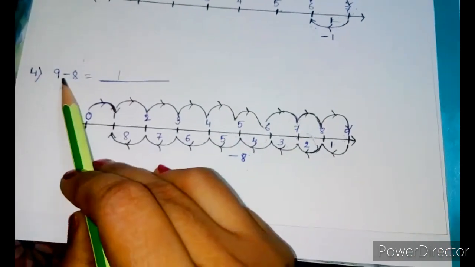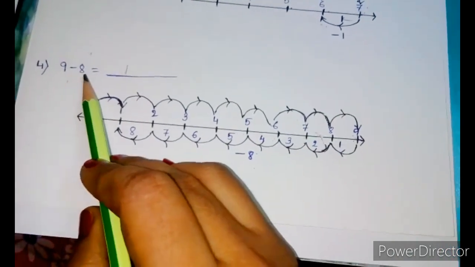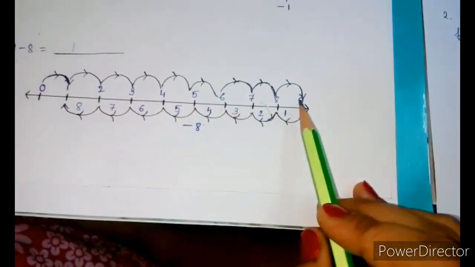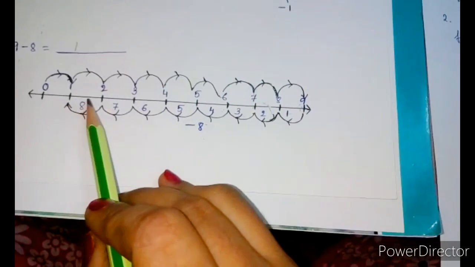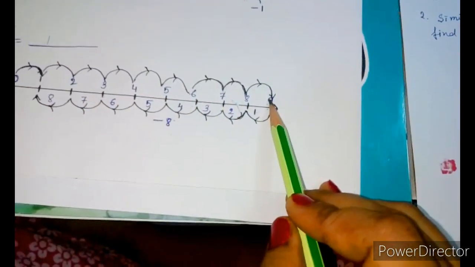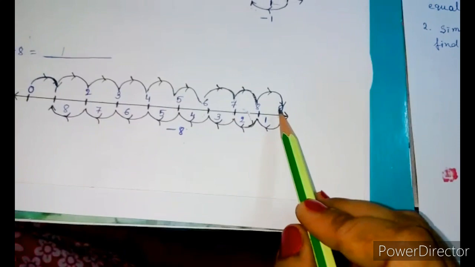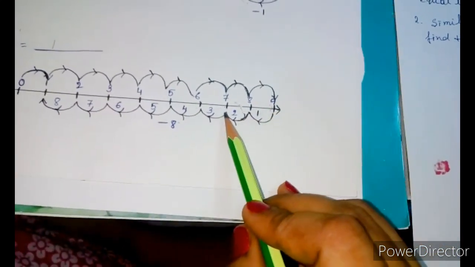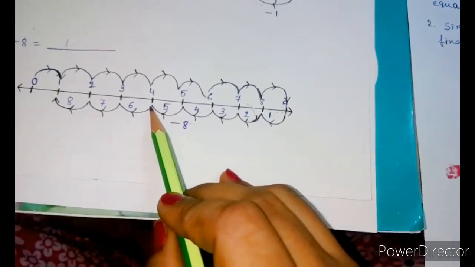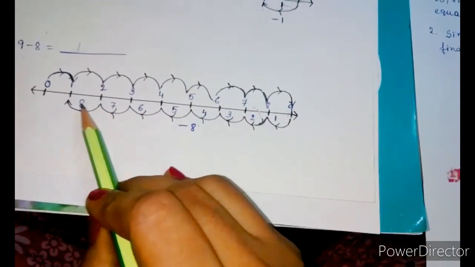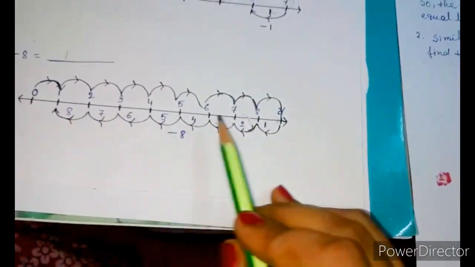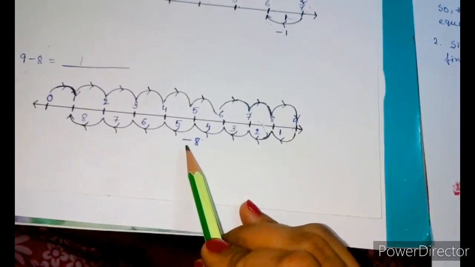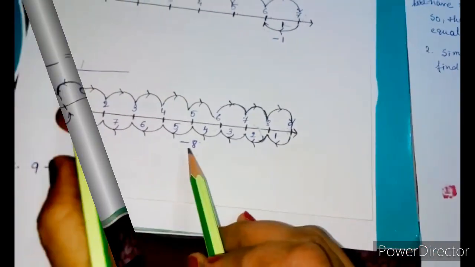Now come to the next question, where we have to find the difference of 9 minus 8. Here is the number line. Let us first locate 9 on the number line. So kids, this is 9. Now let us jump 8 steps backward starting from 9. From 9 to 8, 8 to 7, 7 to 6, 6 to 5, 5 to 4, 4 to 3, 3 to 2, 2 to 1. You can see here we have reached 1 on the number line. So the required difference between 9 minus 8 is equal to 1.